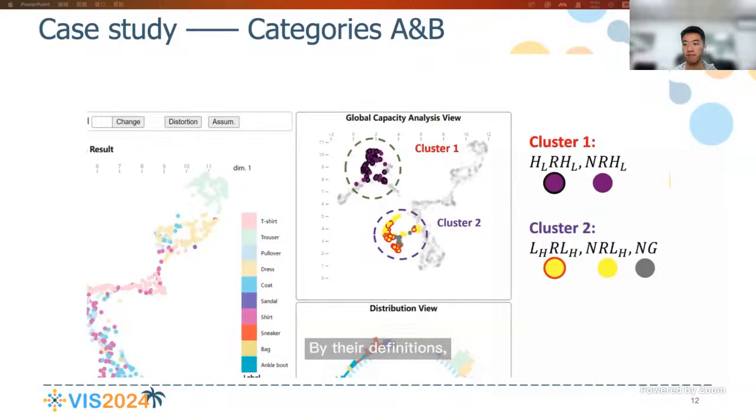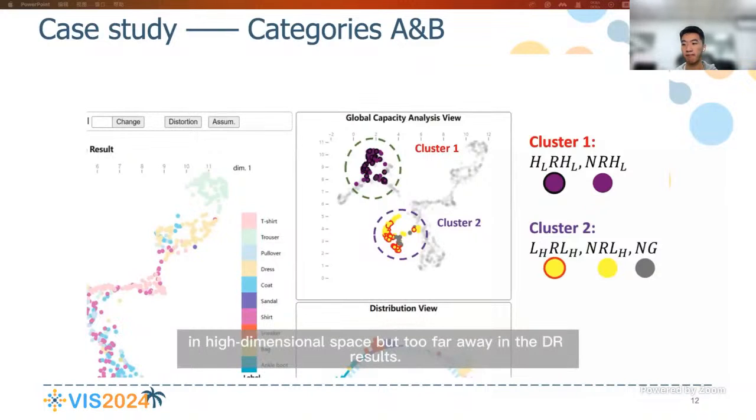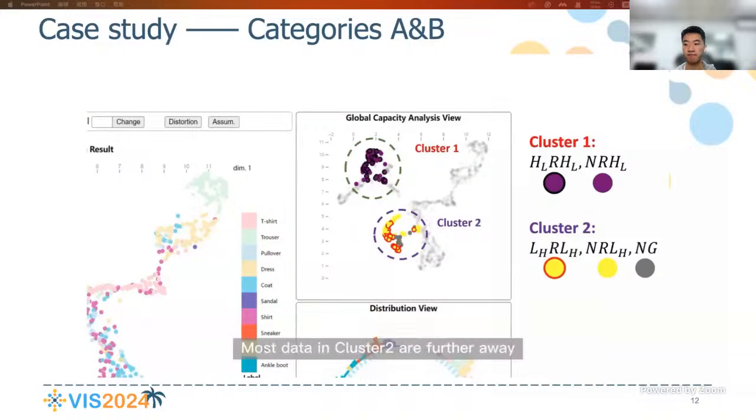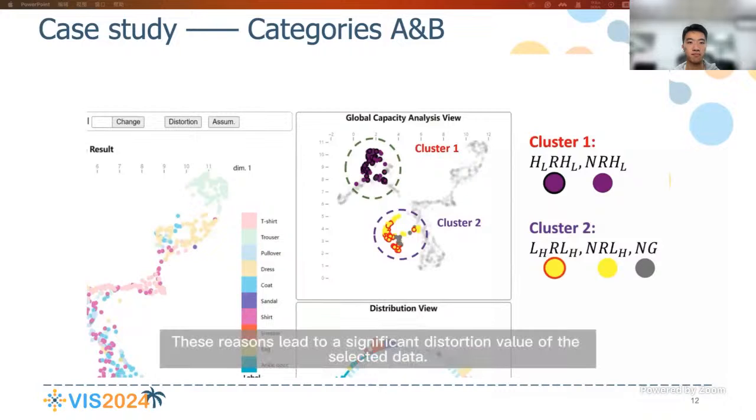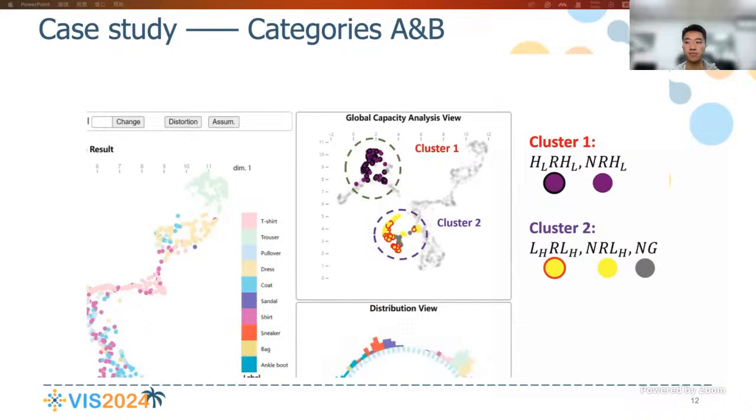By their definitions, the data in cluster 1 are closer to the selected data in high-dimensional space, but too far away in the DR results. Most data in cluster 2 are further away from the selected data in high-dimensional space, but too close in low-dimensional space. These reasons lead to a significant distortion value of the selected data.